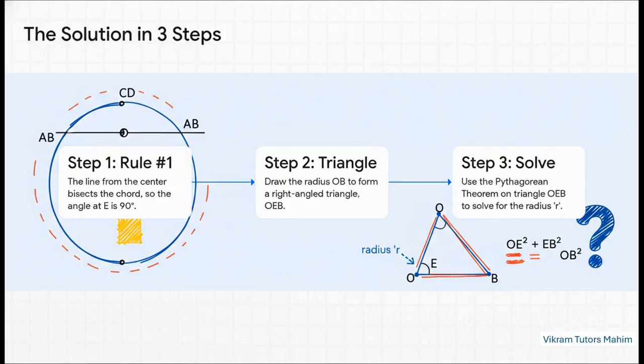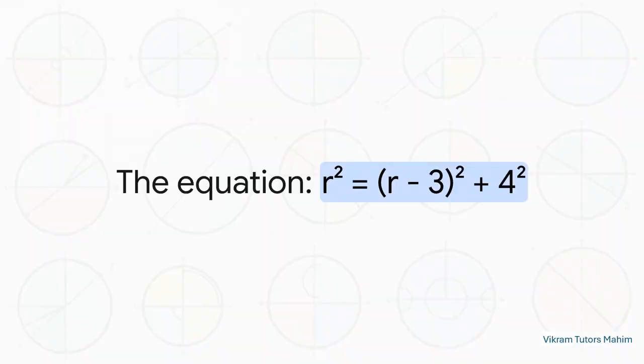And step 3, whenever you see a right-angled triangle, what's the first thing you should think of? Yep, the good old Pythagorean theorem. All right, so let's put some labels on our new triangle. We know one side, EB, is 4. The hypotenuse, the long side opposite the right angle, is the line OB. Well, that line goes from the center to the edge, so its length is simply the radius. Let's call it R.